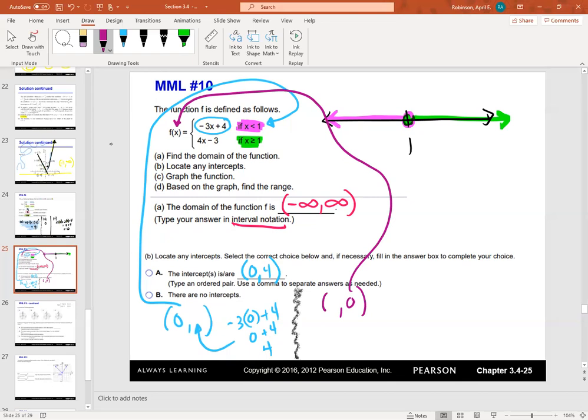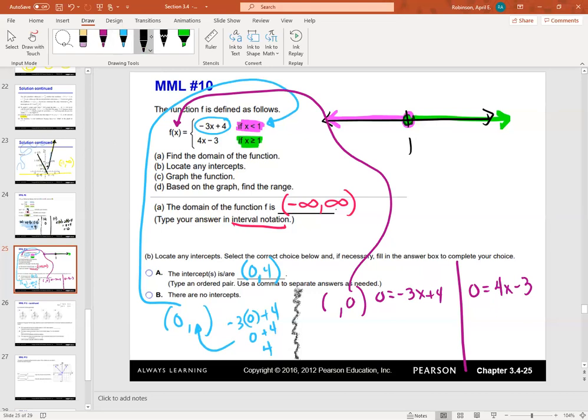First I have to do zero equals negative 3x plus 4, and then I have to do 0 equals 4x minus 3. I have to solve them both for x and then make sure that that value of x falls within the specified x is less than 1 or x is greater than or equal to 1 situation.